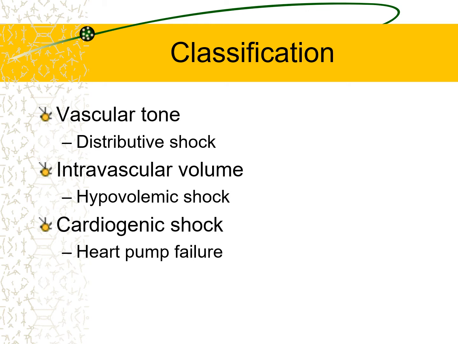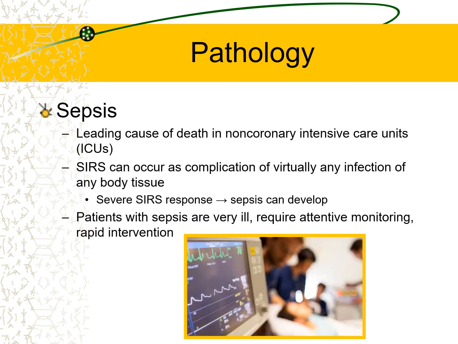And we will also talk about intravascular volume. This type of shock in particular, we'll discuss hypovolemic shock. And then another type of shock would be cardiogenic shock, which is heart pump failure. And we will talk a little bit about that as well. At this point, the presentation pretty much follows your textbook. So I'm going to begin.